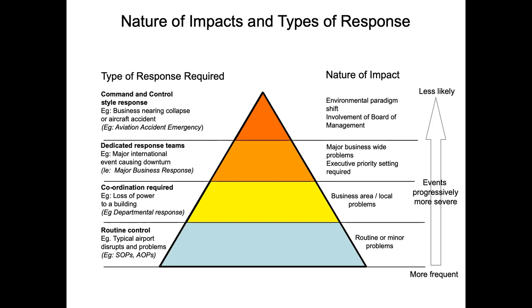The next problem we've got to solve is, this is all very well, but how do we know? So in summary, what I'm suggesting is have routine, frequent events. We just employ normal business processes, particularly in an airline, but disruption is normal. Things happen. And so we build that into the business. Business as usual.